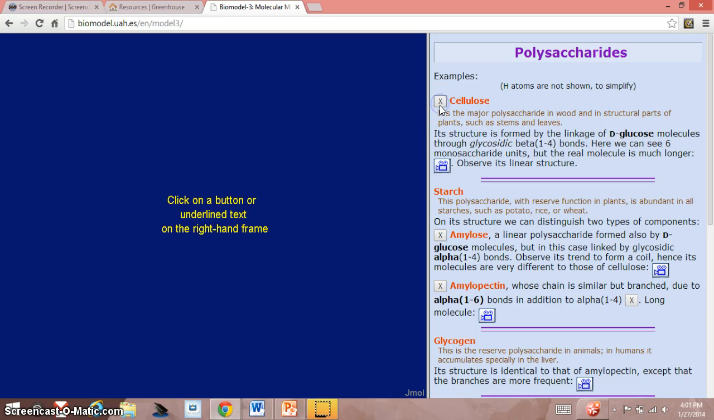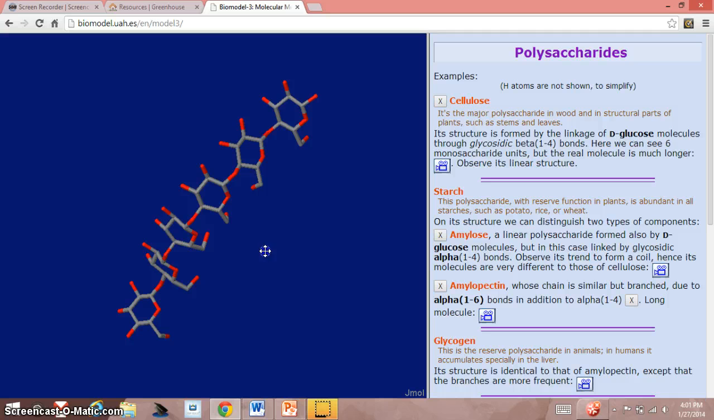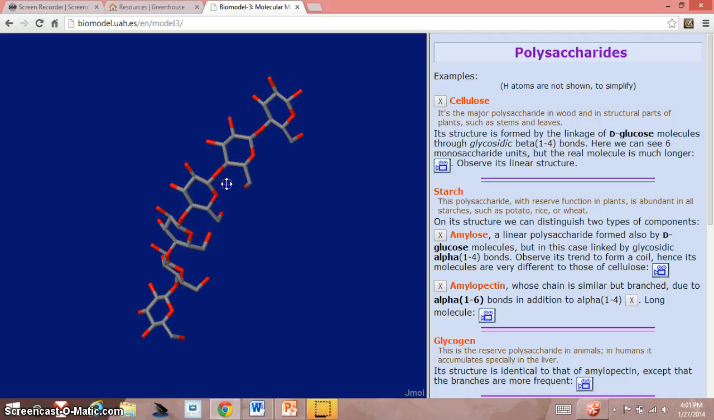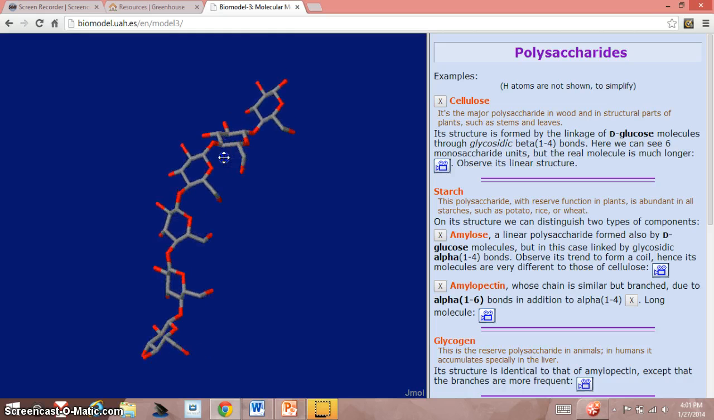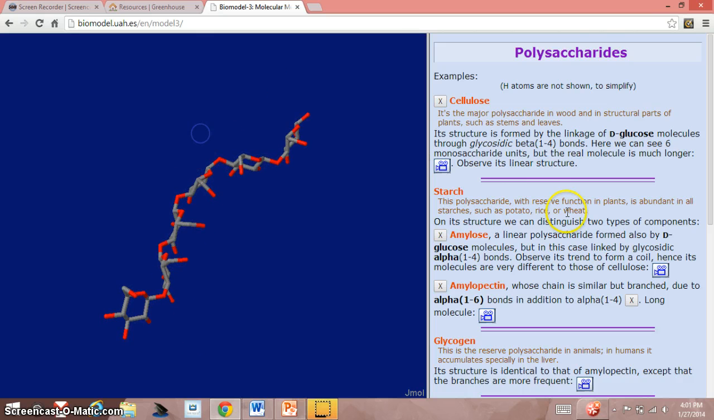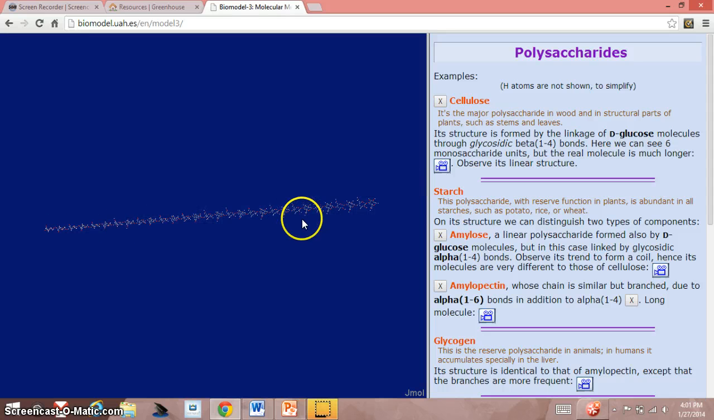Well, let's take a look at cellulose. Here it is. All right, so you can see that we've got a bunch of glucose molecules linked together. It's not showing you the hydrogens on here, and that's okay because we want you to see the overall structure. Now we're going to look at a larger molecule of that. When we look at the linear structure, this one is showing the hydrogens, but here is a molecule of cellulose. So you'll notice that it's long and it's a pretty straight chain.